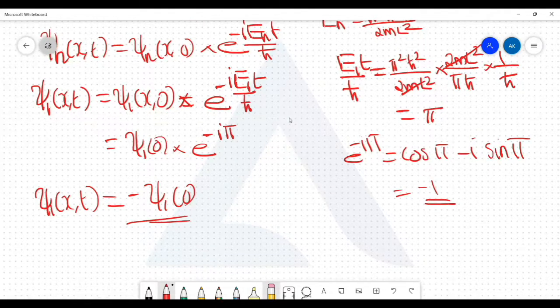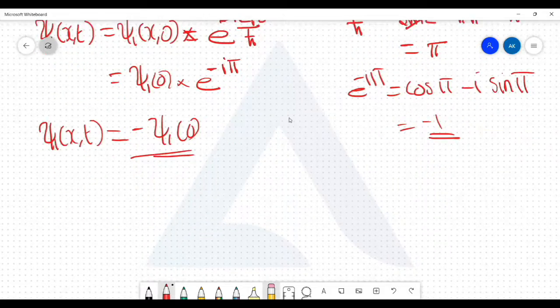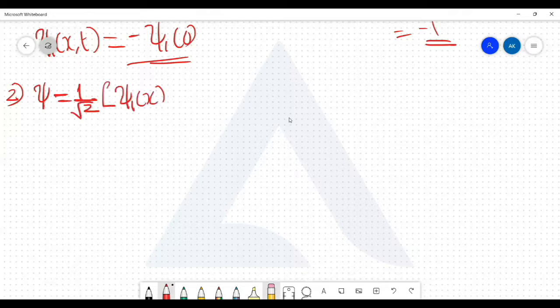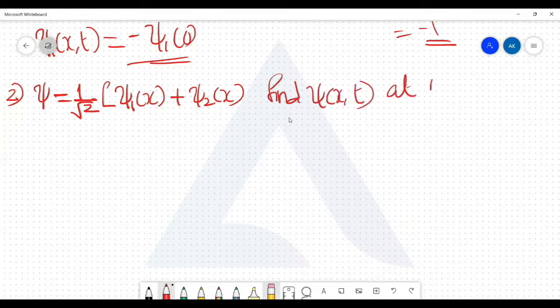Okay. Now, the second one. Psi equal to 1 by root 2 psi 1 of x plus psi 2 of x. Find psi of x,t at t equal to 2m L square by pi h cross.